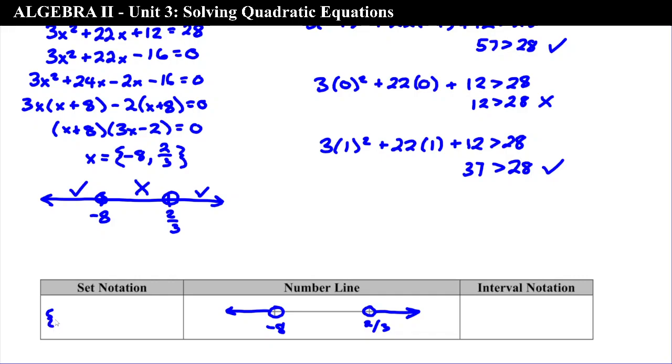In set notation, we have x such that x is less than negative 8 or x is greater than 2/3. And in interval notation, we have negative infinity to negative 8 union with 2/3 to infinity. And those are our three versions of our solution.